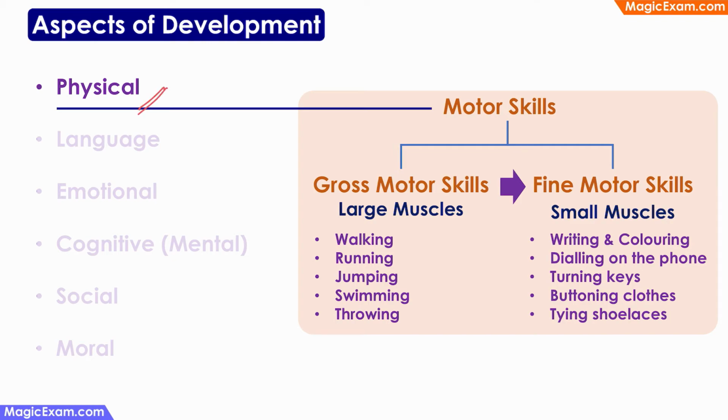In physical development, the one question that is very frequently appearing in all the question papers is about motor skills. So the child develops two types of skills. First is the gross motor skills and then the fine motor skills. And the child will develop the gross motor skills first, and only then he or she will develop the fine motor skills. So the gross motor skills are those skills which require the usage of large muscles.